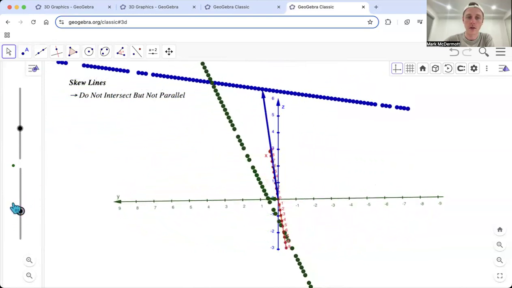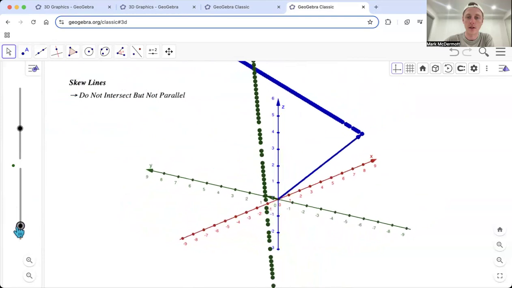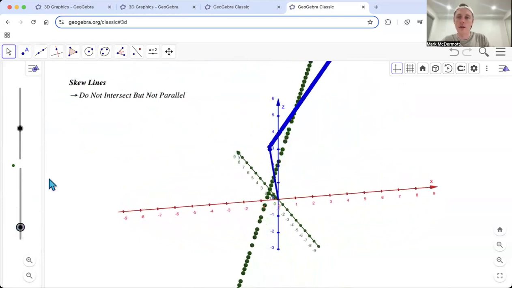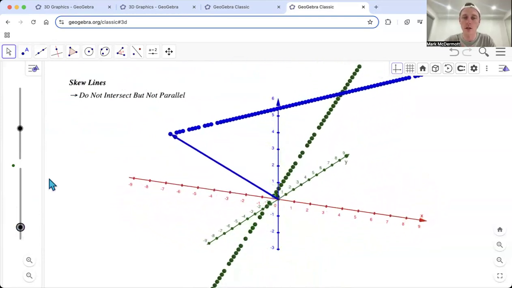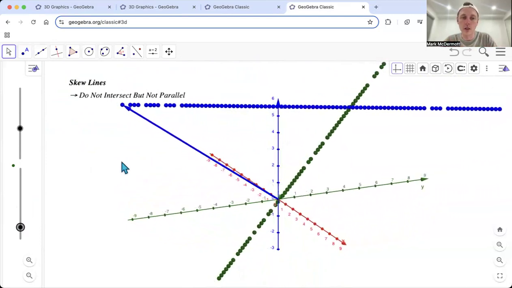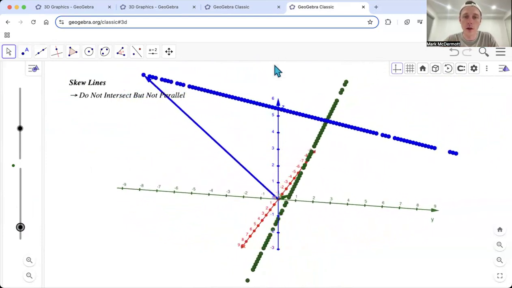So pretty cool. What we're going to look at in other videos is how to find distances between skew lines and distances between parallel lines and all that sort of stuff. So hopefully that just gives you an introduction into the different kinds of lines you can have in 3D space.